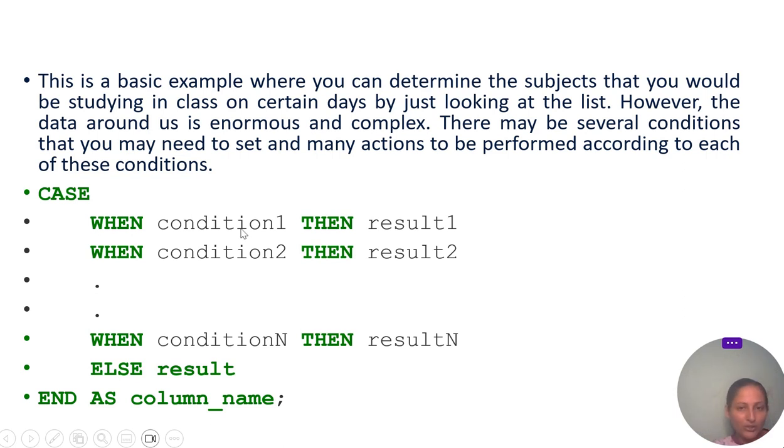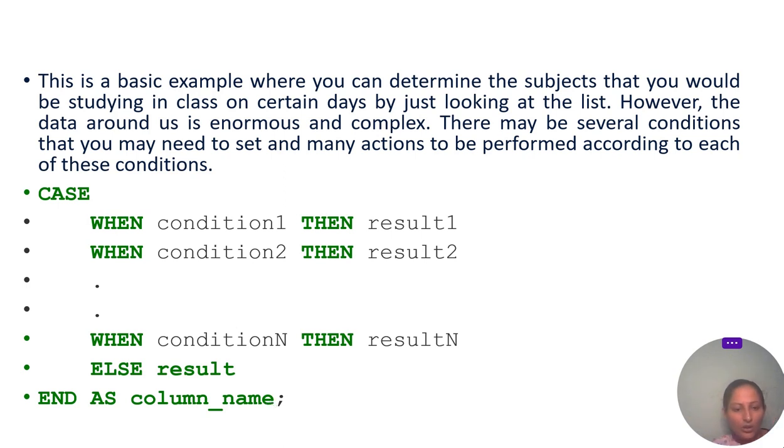If condition 1 is false, then you check condition 2. If condition 2 is true, then the result will be this and it will be saved under the column name. If condition 2 is not satisfied, we move on to the next condition and check the result. If that is also not true, then the result is this. If none of the conditions is true, then the result will be the ELSE value. And it will be saved as a column name, which you specify here.